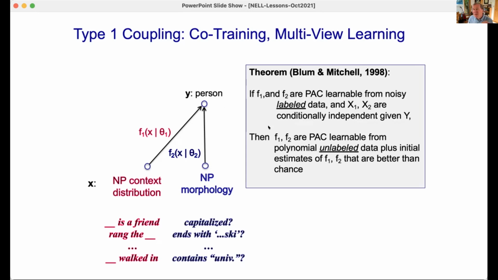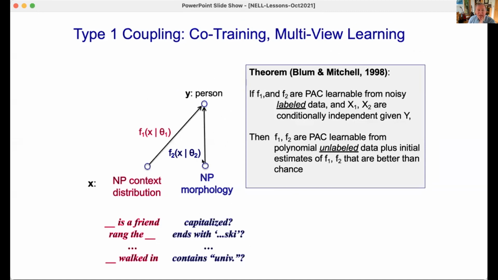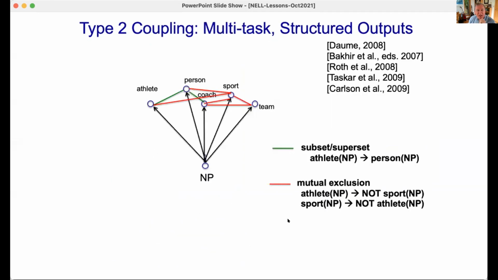So in NELL, we use this in many ways. In addition to coupling the training of two different functions that predict the same label from different views of the input noun phrase, we also trained multiple functions to predict different labels. So given a noun phrase, we might want to know whether it refers to a person, but also whether it refers to a sports team or a sport or a coach or an athlete. And so in this case, we had multitask learning with different Boolean valued functions here.